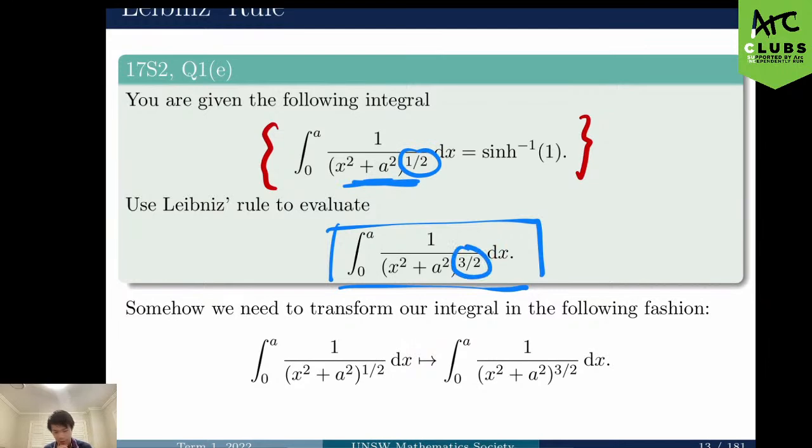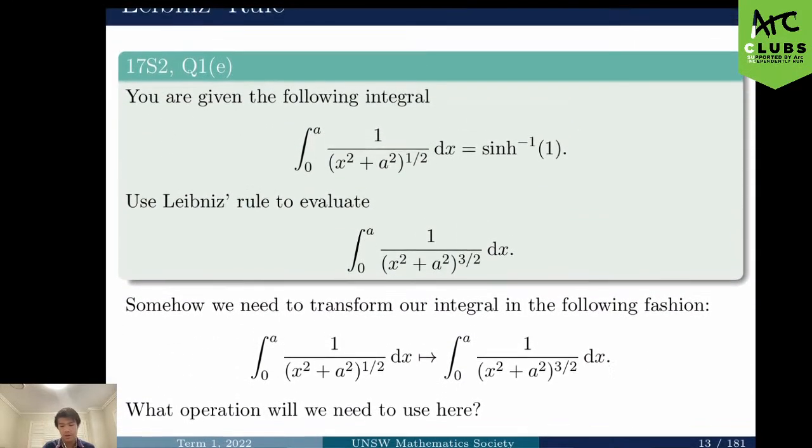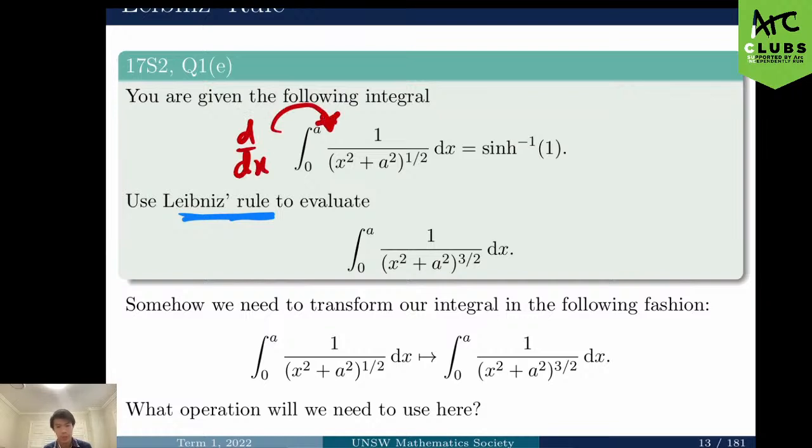When we think about that, what operation do we want to use there? Well, it sounds a bit like differentiation, and Leibniz's rule is all about differentiation. So if somehow we can differentiate this and push it inside as Leibniz's rule says, then this half would probably change to 3/2, because we're decreasing the power.